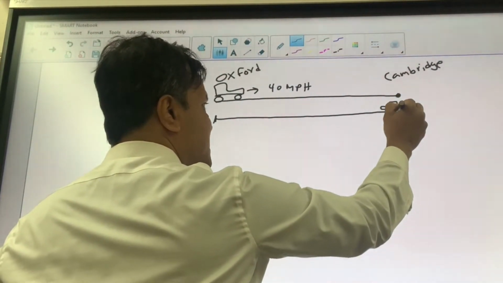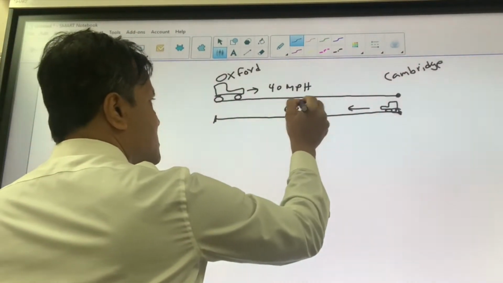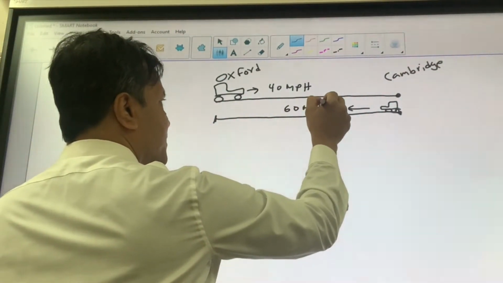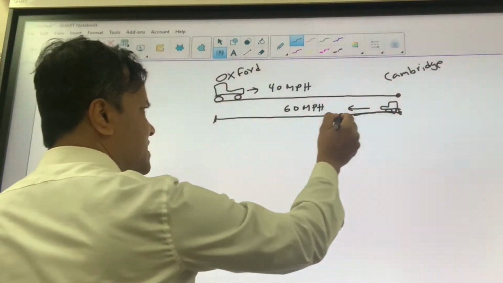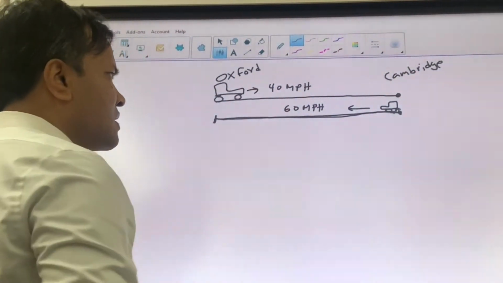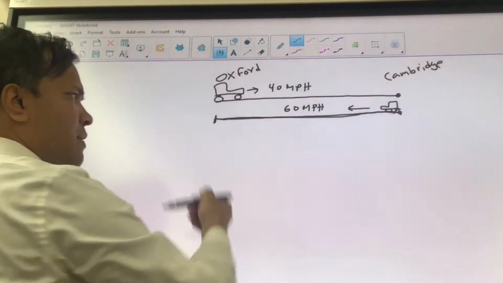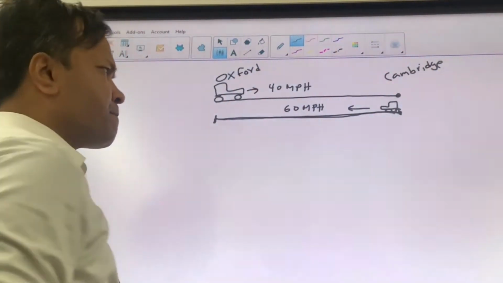So the distance remains the same, but I change my constant velocity to 60 miles per hour. So it's going to take less time, of course, because the distance remains the same. The distance remains d. The distance I'm not going to tell you right now, I'll tell you in the future. The distance remains the same, but I move faster, so it's going to take way less time.